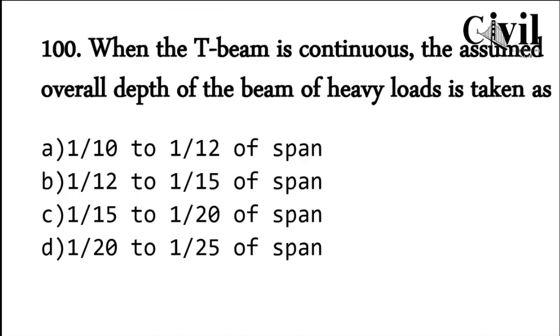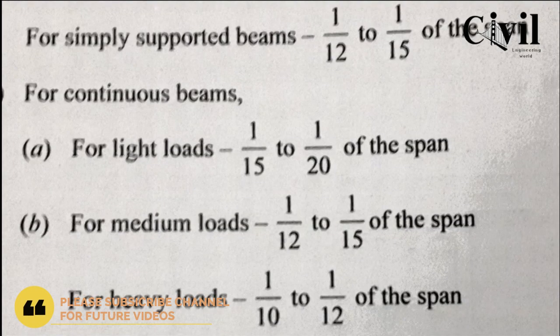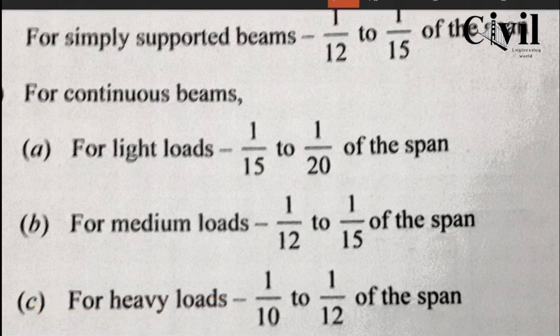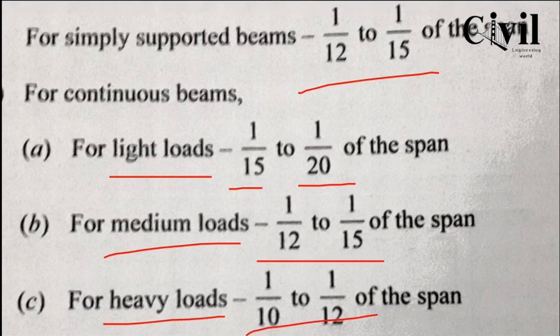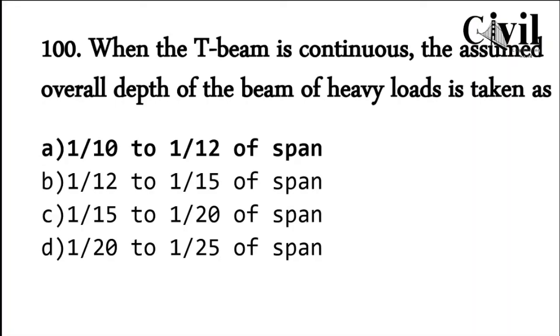When the T-beam is continuous, the assumed overall depth of the beam for heavy load is. So here we have table. We are going to consult it for different span lengths. So for simply supported, it should be between 1/12 to 1/15. So for continuous beams, for light loads is this, and for heavy loads we can take 1/10 to 1/12. So for medium we have 1/12 to 1/15. So we are going to take 1/10 to 1/12. So A is the correct answer.